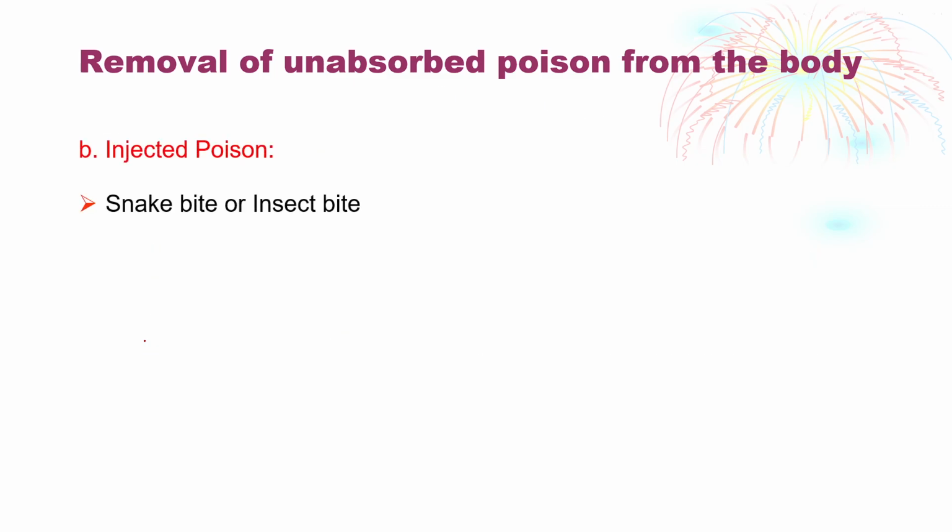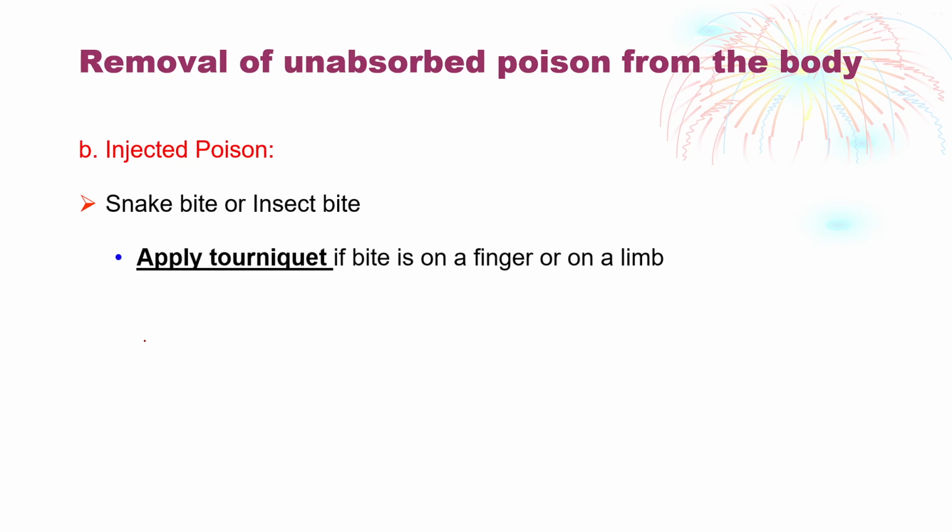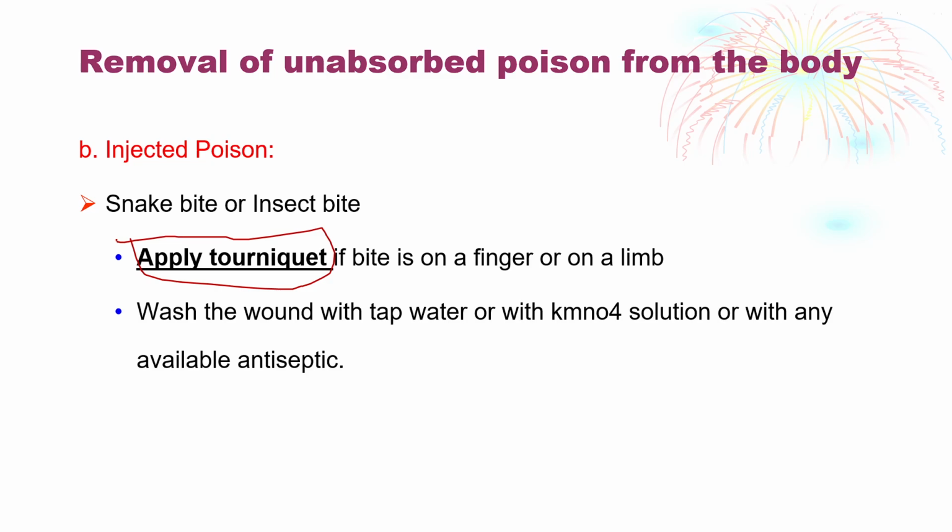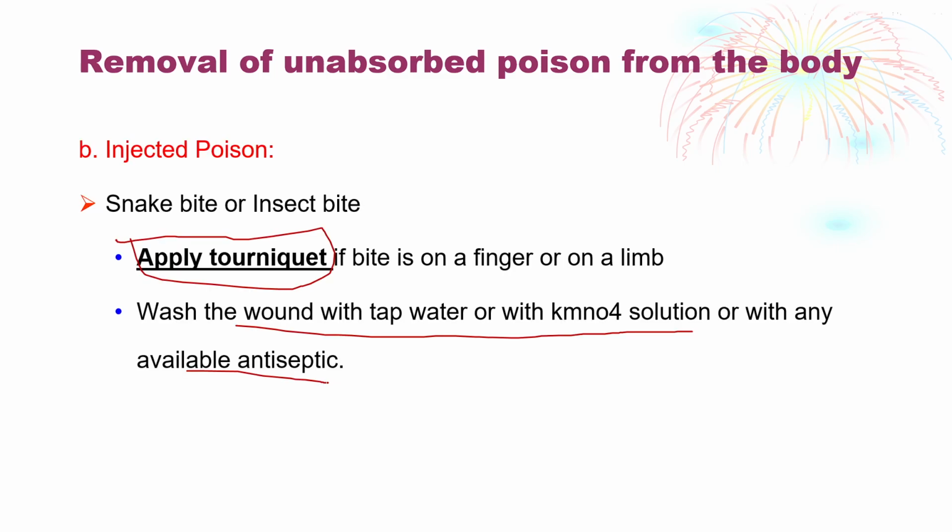If the poison is injected, like in a snake bite or insect bite, we need to apply a tourniquet at the site of the bite. It will stop the circulation of the blood. Washing the wound with potassium permanganate is also important. If that is not available, we can use any antiseptic for the removal of the injected poison.